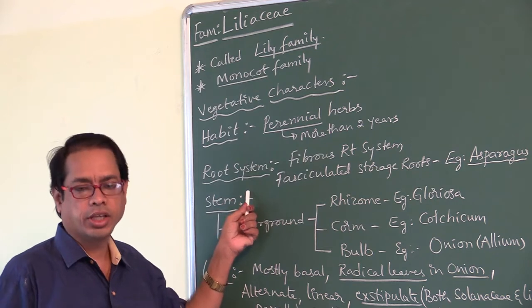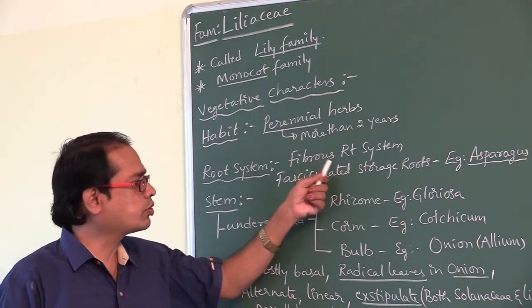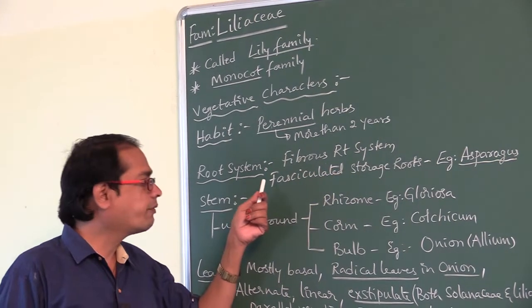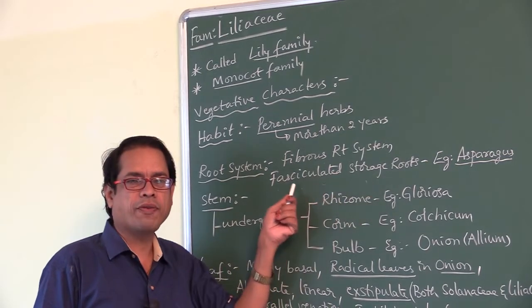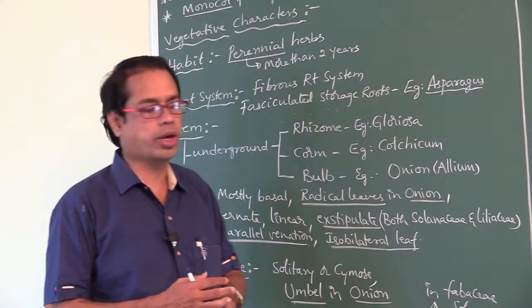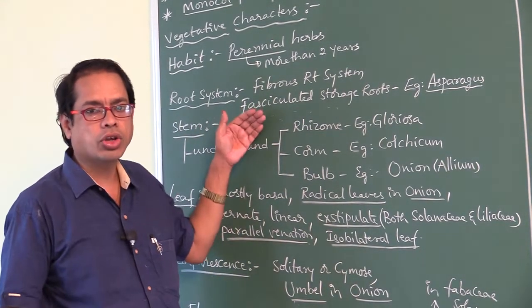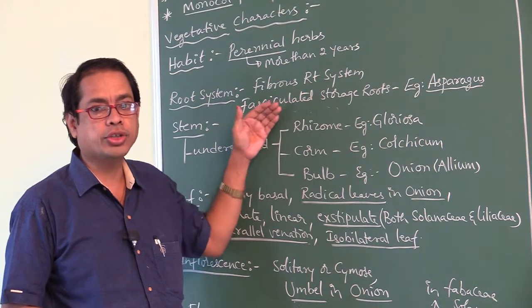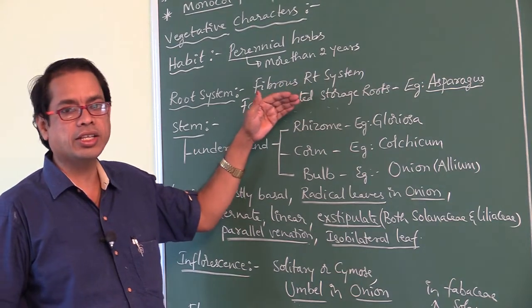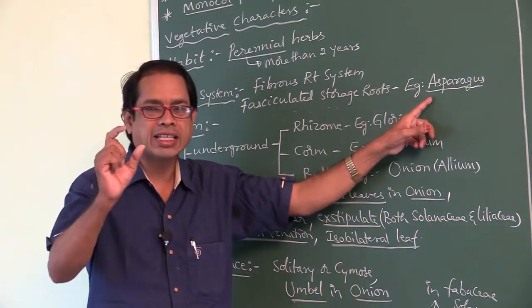Next, root system. It is a monocot family, that is why a fibrous root system is present. What type of root modification do you find in Liliaceae? Fasciculated storage roots, or fasciculated tuberous roots, found in a plant called asparagus. Very important point, my dear students. Fasciculated means group, cluster.